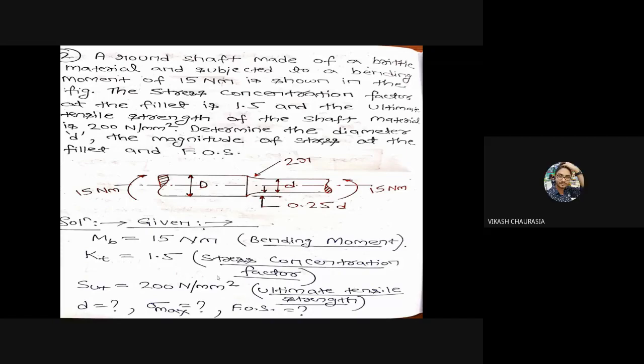Yes, sir. Okay, so how can we proceed? If anyone can suggest how we can proceed. In the previous problem, KT was not given. We found out the value of KT from the design data book. Now here KT is given. How will we solve it?